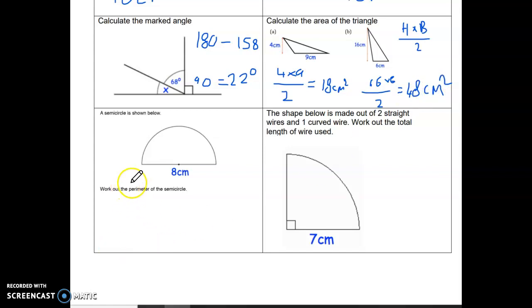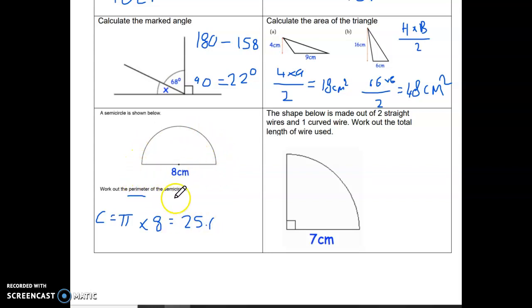Alright, so triangles done. Work out the perimeter of this semicircle. Perimeter is the distance around the edge. The distance around the edge for a circle is called the circumference. So the circumference of the circle would be pi times the diameter. The diameter is 8 in this case, so pi times 8 gives us 25.1. I'm going to round to one decimal place, so I think that would be accurate enough. That would be the distance around the whole circle, the circumference.